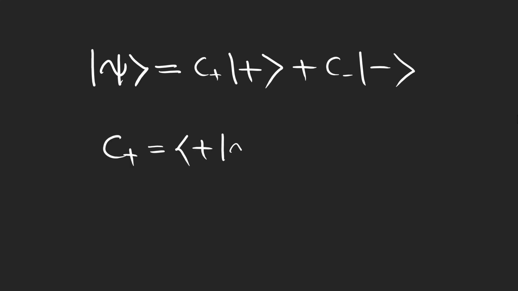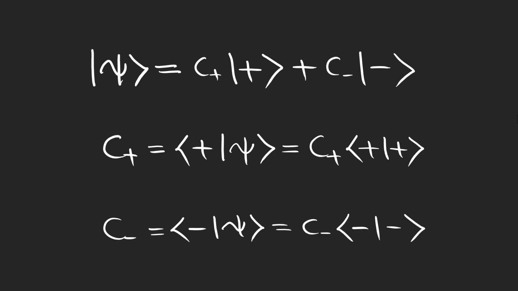To find C plus, we can use the dual version of the plus ket, which is a bra and acts like an operator, and find the inner product with the state psi. For the C minus, we do the same thing, but this time use the minus eigenket.